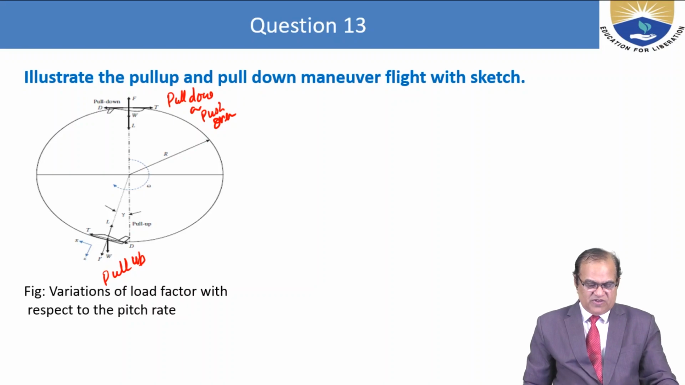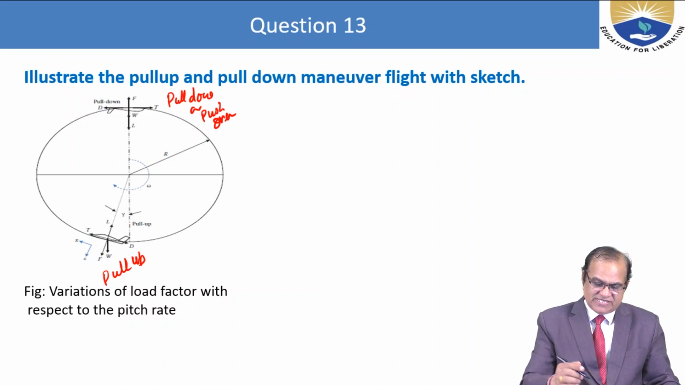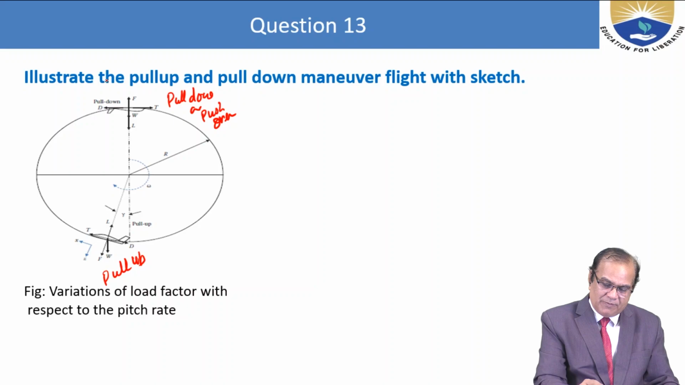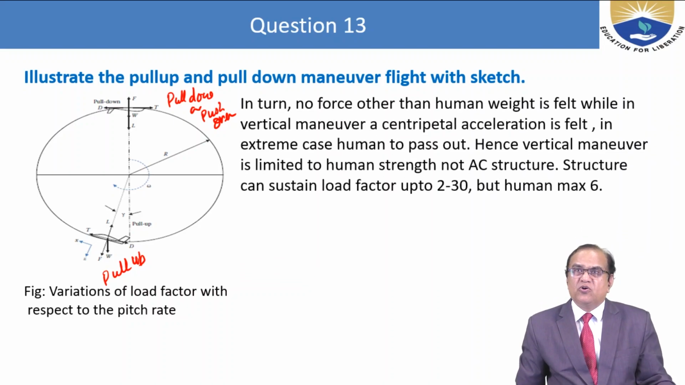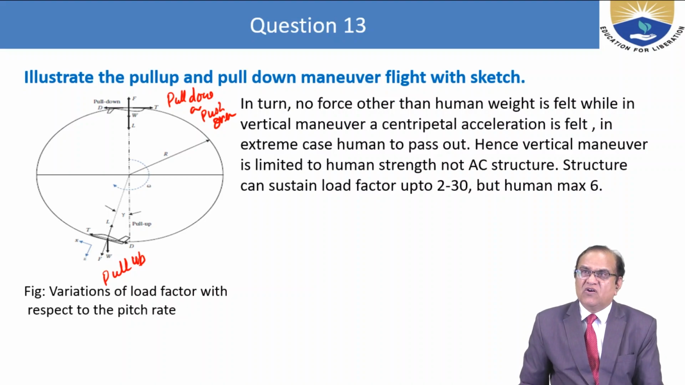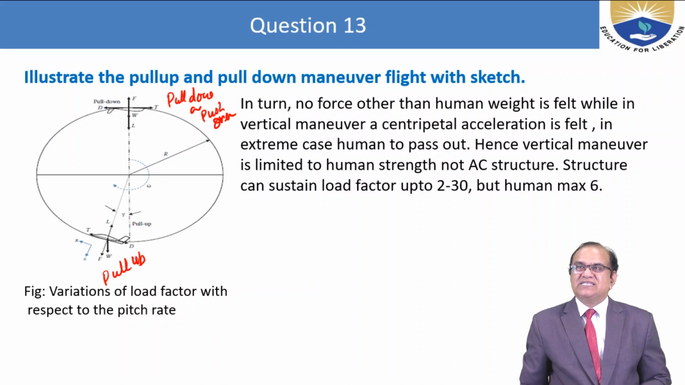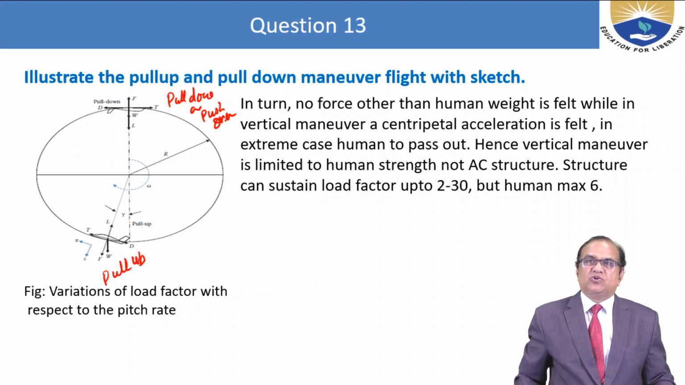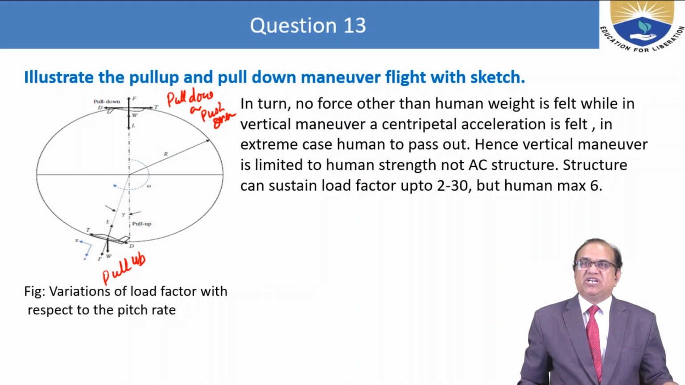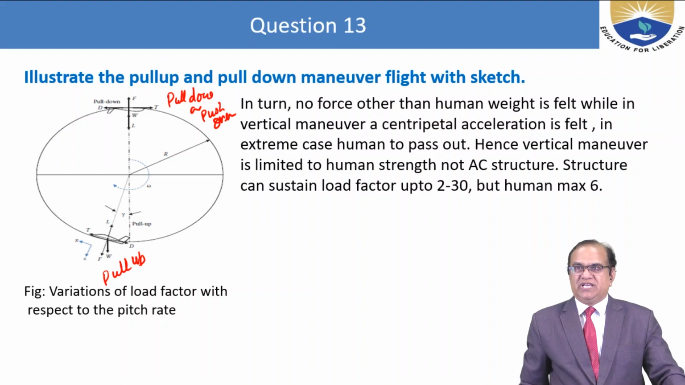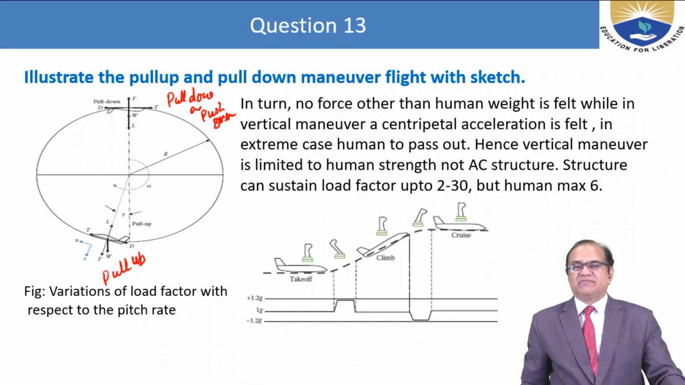Variation of load factor with respect to the pitch rate: as and when you are moving up and up, different load factors will change. In a turn, no force other than the human weight is felt, while in the vertical maneuver, a centripetal acceleration is felt. In an extreme case, the human can pass out. Hence, vertical maneuver is limited by human strength, not aircraft strength. Structure can sustain load factor up to 20 to 30, but a human can take only a maximum of 6.